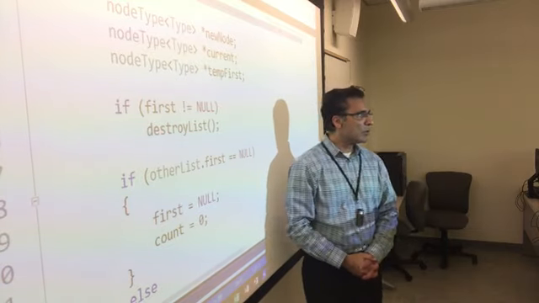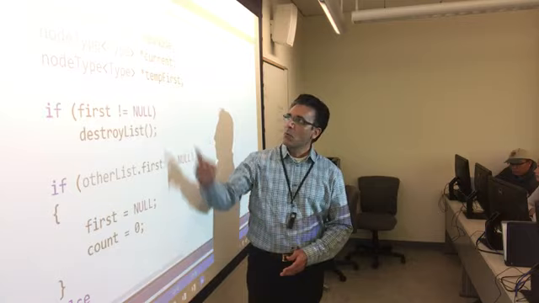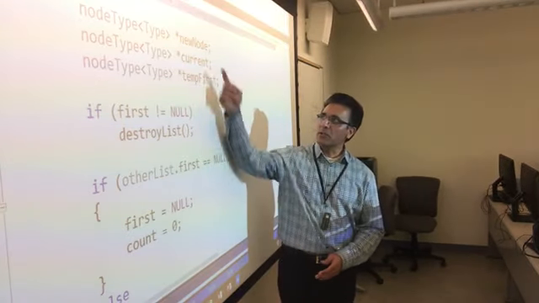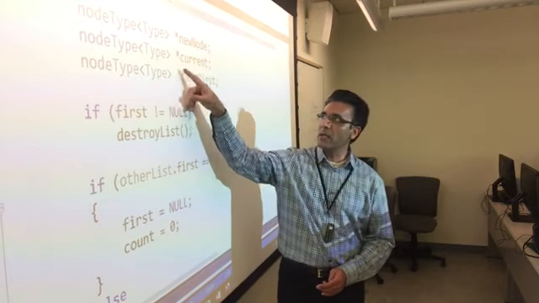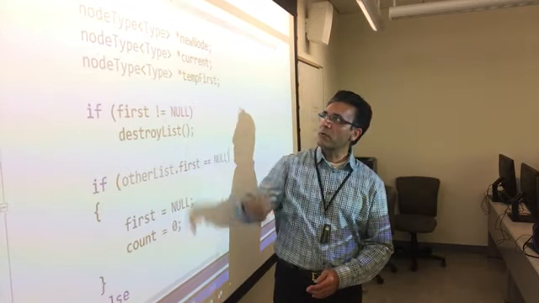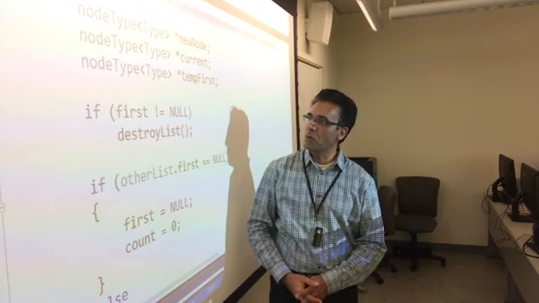variables. One for new node to create a brand new node if I want to make a copy. One for the current pointer. So these are 3 pointers. These are pointer variables, as you can tell by the asterisk. So I have 3 pointers: one for temporary, one for current, one for new node.